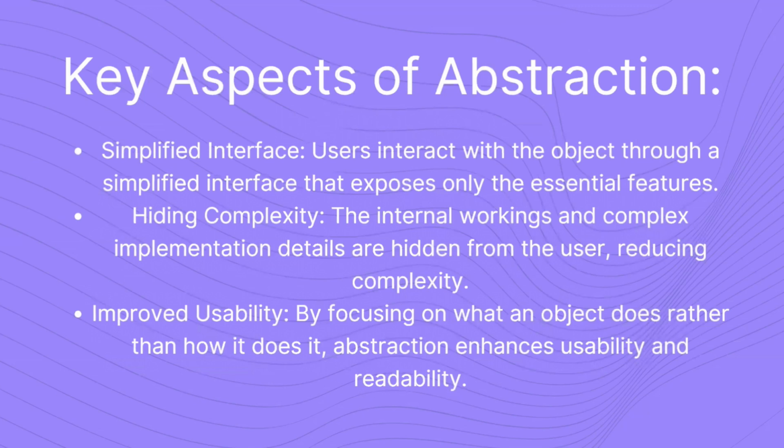These are the key aspects of abstraction. Number one, the simplified interface. Users interact with the object through a simplified interface that exposes only the essential features. Number two, hiding complexity. The internal workings and complex implementation details are hidden from the user, reducing complexity. Number three, improved usability by focusing on what an object does rather than how it does it. Abstraction enhances usability and reliability.